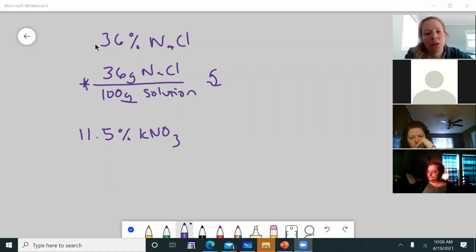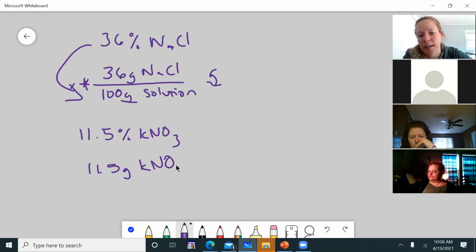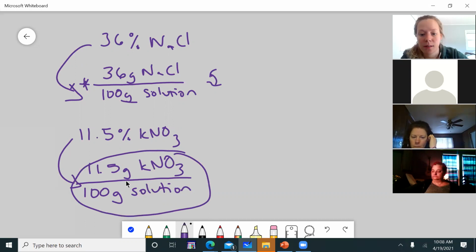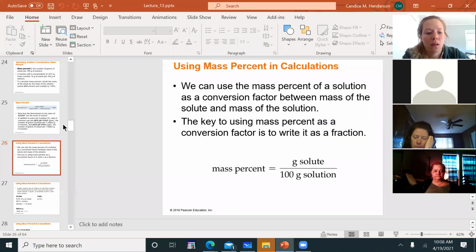Okay, so hopefully you can see that this translates to this. If we were given a different value here of 11.5%, that would be like saying I have 11.5 grams of the KNO3 in 100 grams of solution. So know that you can always convert these back and forth, if you like to set it up with dimensional analysis.